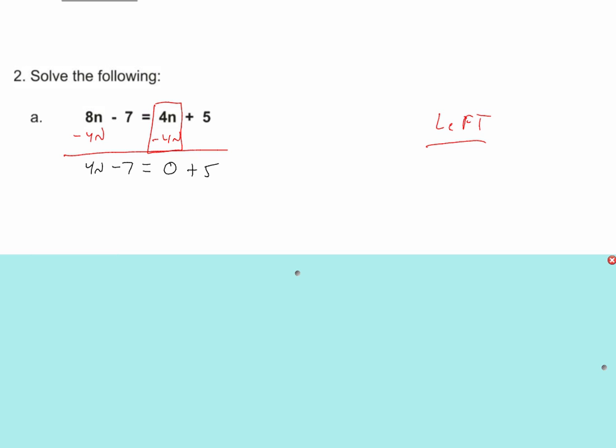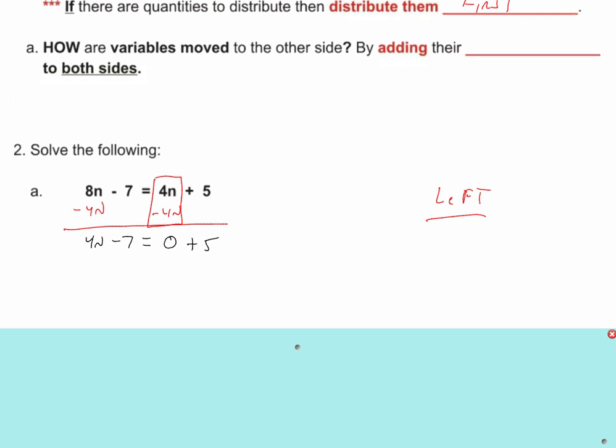It's just like a number. You can move it to the other side. And thankfully nobody said multiply by the reciprocal, which was good. Because are we trying to split the 4 away from the n? No, we're trying to move the whole 4n. So now let's go back and fill in the blank. How are variables moved to the other side? By adding their opposite to both sides. So we already know how to do this concept, and it shouldn't be any big deal.